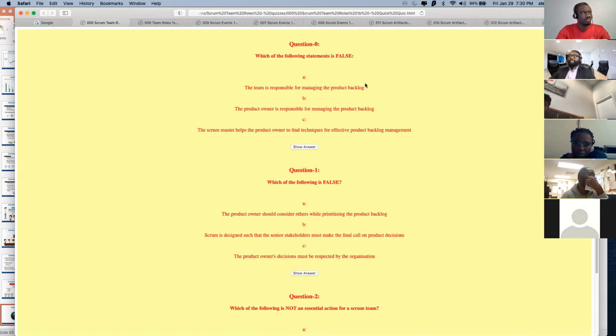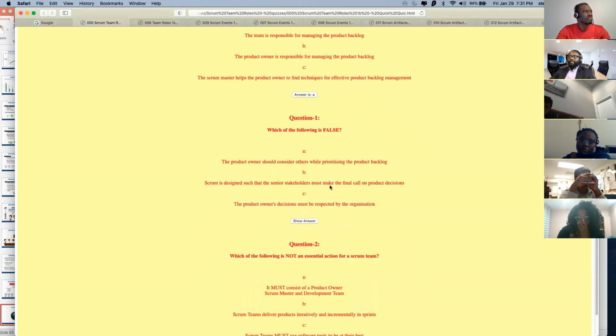Which of the following statements is false? The team is responsible for managing the product backlog. The product owner is responsible for managing the product backlog. The Scrum Master helps the product owner to find techniques for effective product backlog management. Which one is false? A. So the team is responsible for managing the product backlog? Yes, that's correct.